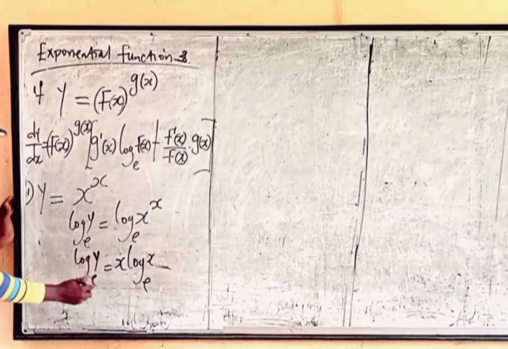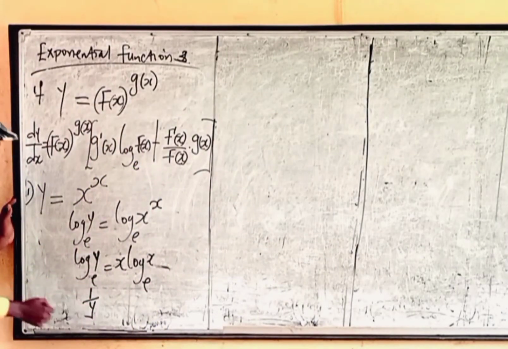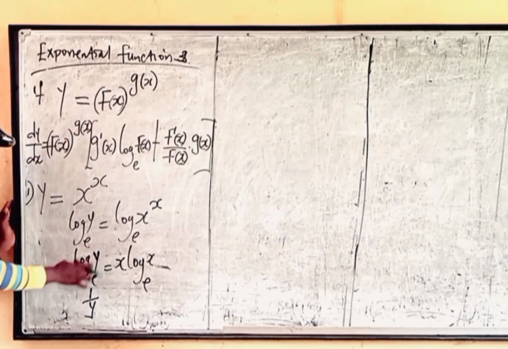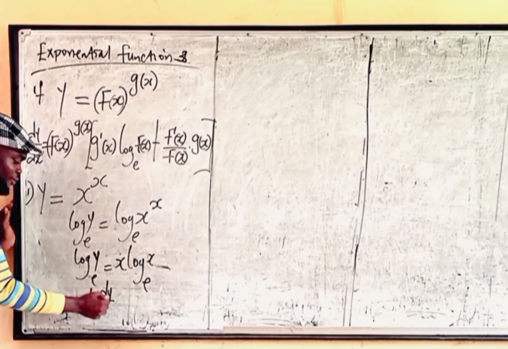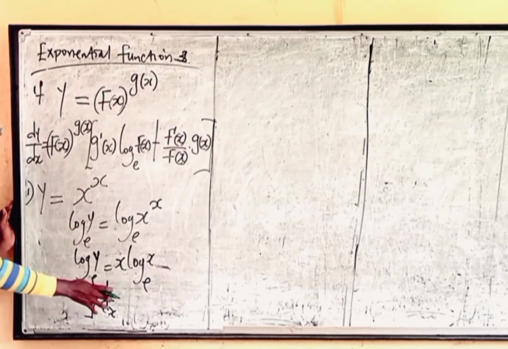So differentiating this, we're going to have 1 over y. Remember, if you differentiate log x to base e, it will be 1 over x. So differentiating log y to base e with respect to x gives 1 over y, but you must add dy over dx to the back. This shows that we are differentiating with respect to x, not with respect to y.